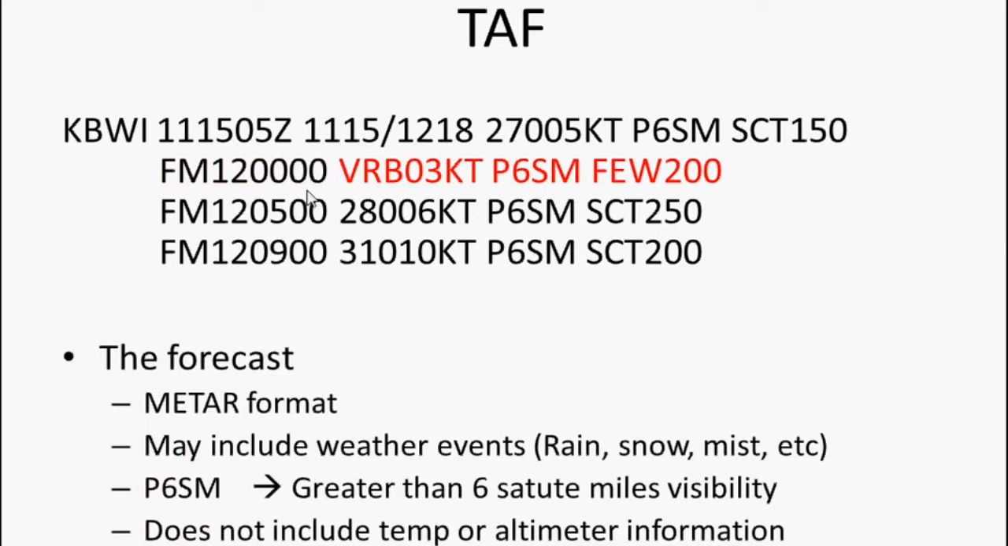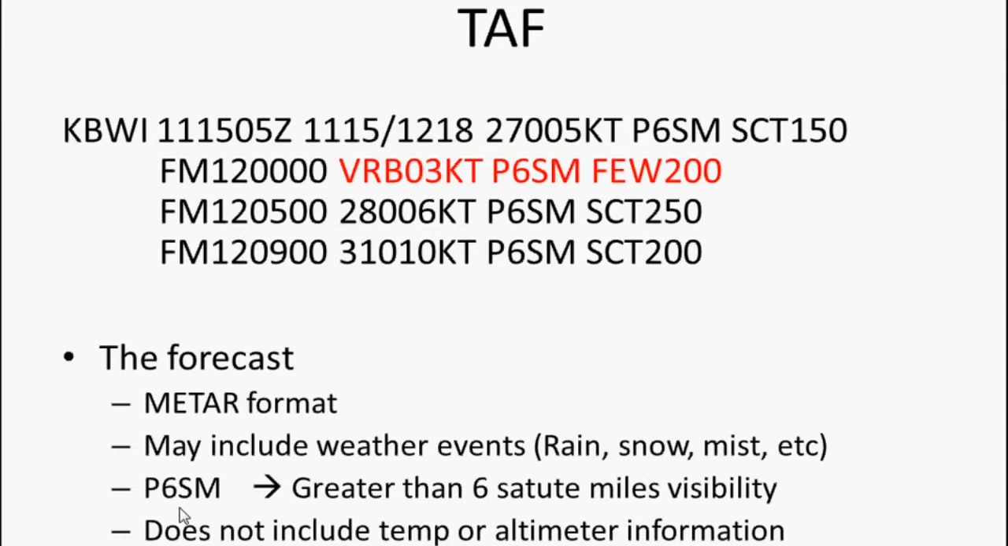Following information is what the forecast will be. And it's kind of in a METAR format. It doesn't have all the information, but it's the same kind of coding. So we'll see here that we have variable winds, VRB, at 3 knots, plus 6 statute miles of visibility, and few clouds at 20,000 feet. So again, it's in METAR format, and it may include weather events like rain, snow, mist, etc., and that's in the same codes as it would be for a METAR.